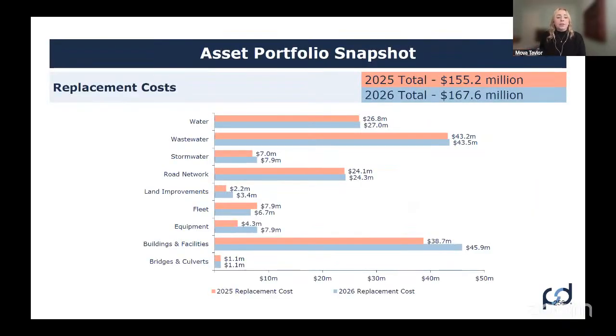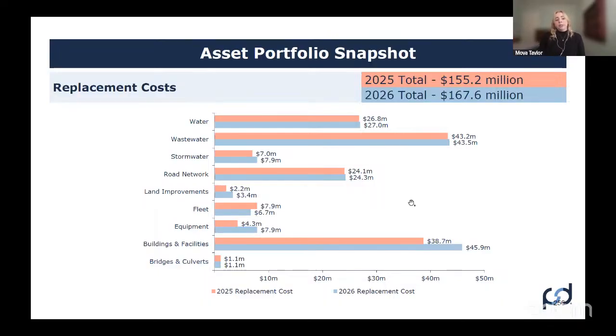Next slide, please. Currently, the township is managing about 167.6 million in infrastructure assets. And again, that's based on 2025 year-end data. The largest asset categories are still the buildings, facilities, water, wastewater, and the road network. The most notable changes to the replacement costs came from the buildings category and the equipment category.